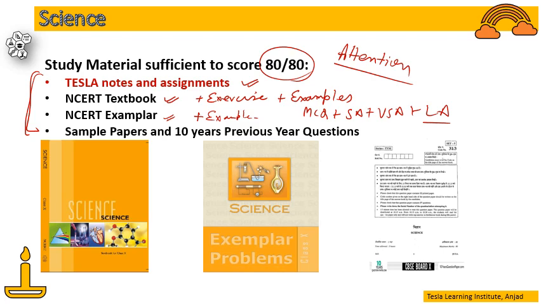From the next lecture we'll start with your chapter 10, that is your unit 3, natural phenomena. The first one is light, reflection and refraction.